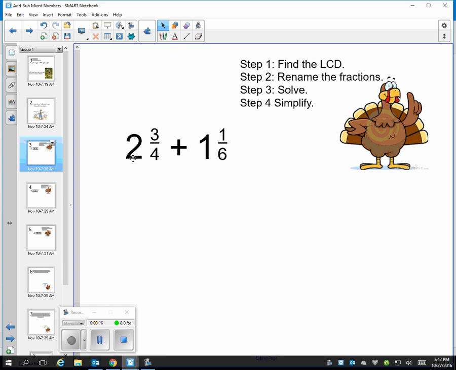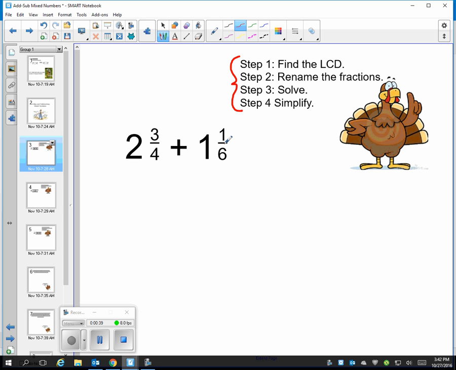Okay, when we're adding and subtracting mixed numbers, our steps are the same as when we were adding just the fraction without the whole number. Step 1, find the least common denominator. Step 2, rename the fractions. Step 3, solve, and step 4, simplify.